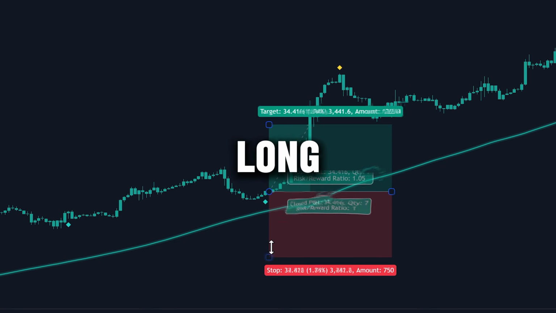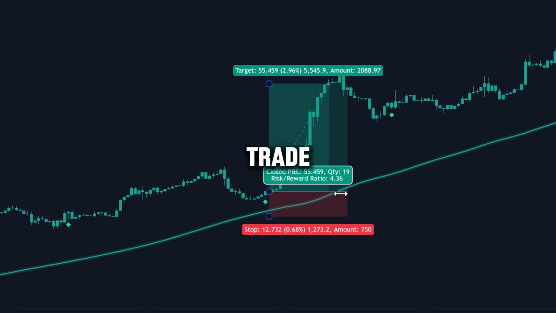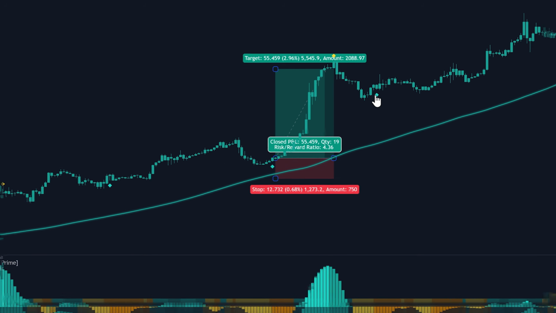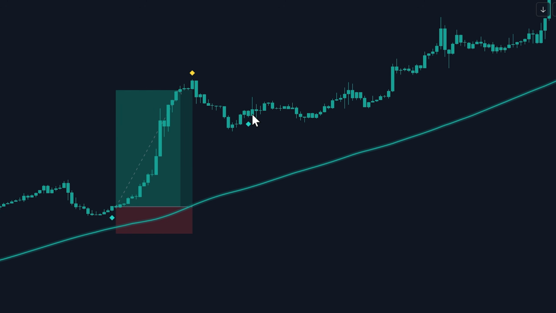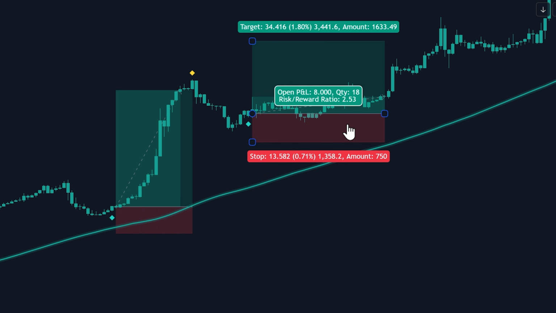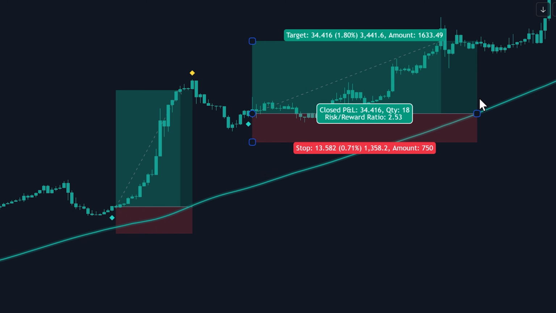If we had taken a long position here, it would have been a profitable trade. We also have another blue diamond over here, along with a thick orange color on the oscillator, further confirming bullish momentum. If we had taken another long position at this point, it too would have been a successful trade.